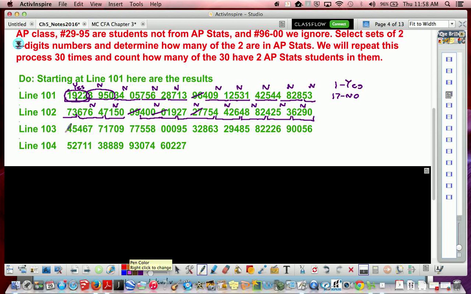Alright, so 45 and 46, no. 77 and 17, no. 9 and 77, no. 55 and 80, no. Ignore 00, but 95 I can take, so that would be a no. 86 and 23, no. 94 and 85, no. 82 and 22, no. 69, ignore 00 and 56. That would be a no. Let's see here. 1, 2, 3, 4, 5, 6, 7, 8, 9. I only have to do 3 more.